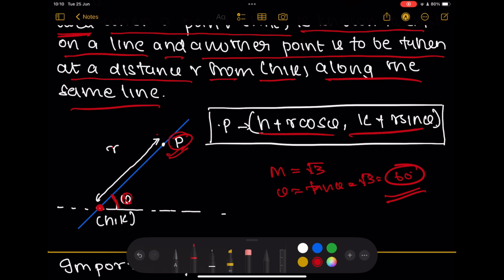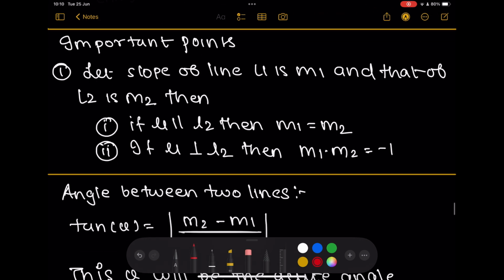You can take two components of r. You would have used this a lot of times in physics. This is r, so this will be r cos theta, this will be r sin theta. So x coordinate is moving by r cos theta, and y coordinate is moving by r sin theta. That's all. That's the simple explanation.